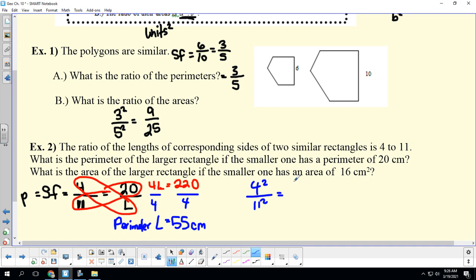We're going to do the same thing to the areas, but we're going to take our scale factor and square it. So it's 4 squared and 11 squared, so that's 16 over 121. What is the area of the larger rectangle if the smaller one has an area of 16? So we're going to cross multiply, although I think it's going to be 121. So 16L equals 1936.